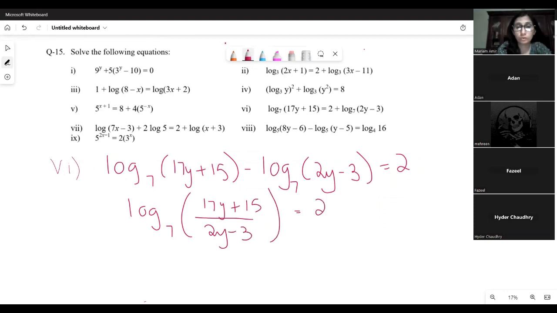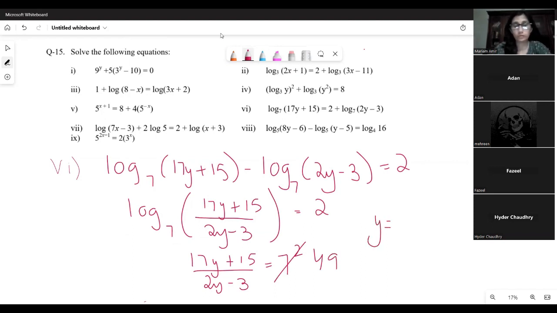equals to, and then how does log base 7 go to the other side? 7 power 2, good job. So 17y plus 15 upon 2y minus 3 equals 7 square, which is 49. Now solve this for me. y will be equal to what?